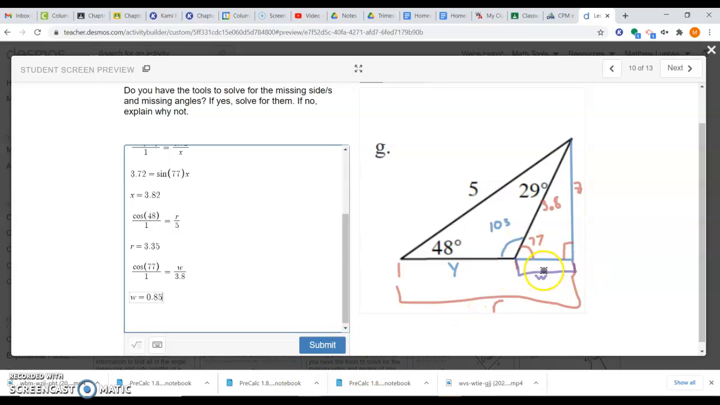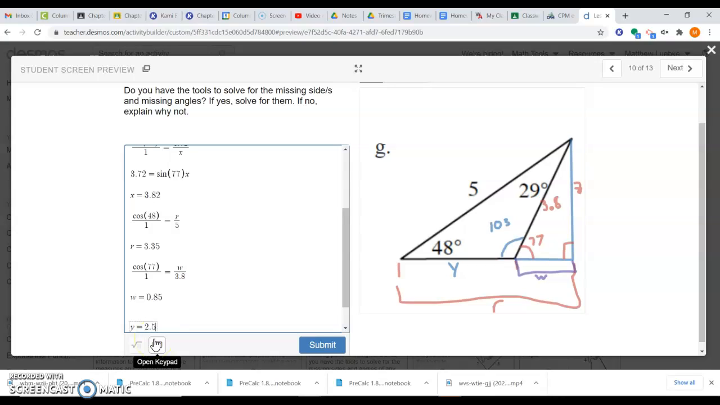Now I'm going to subtract w from r, and I'm going to be left with y, because that r is my whole distance, w is just this portion. If we get rid of the w from the whole, we're just left with y, and I should be left with y equaling, r was 3.35 minus the 0.85, and I'm left with 2.5 here.